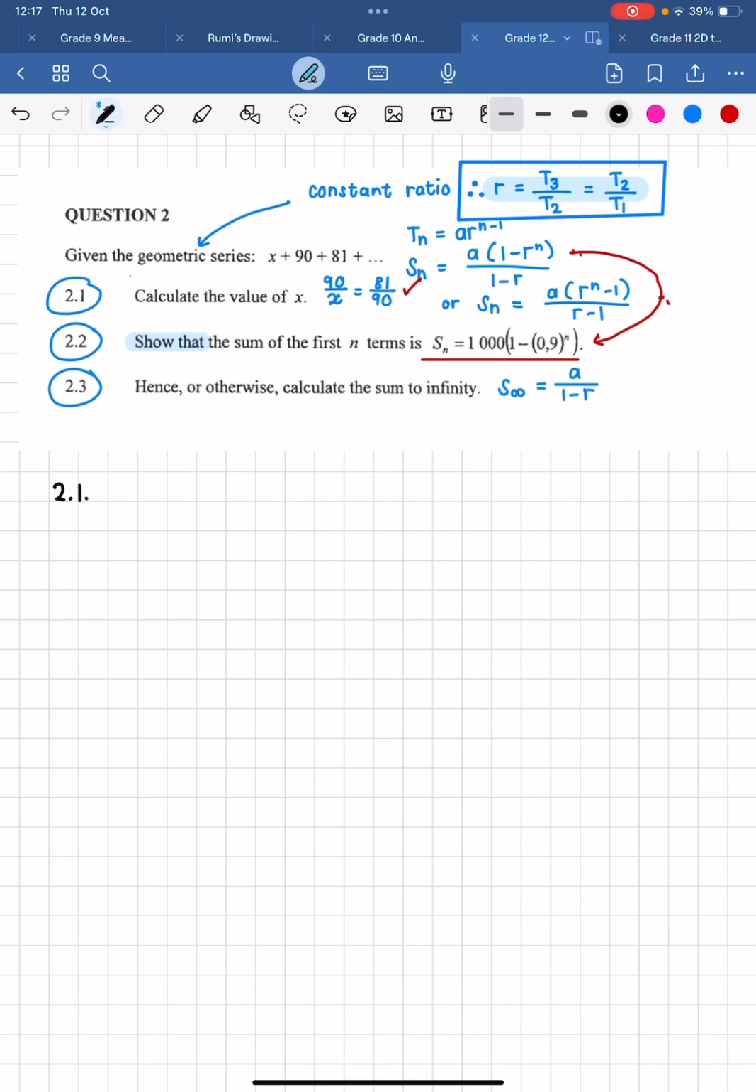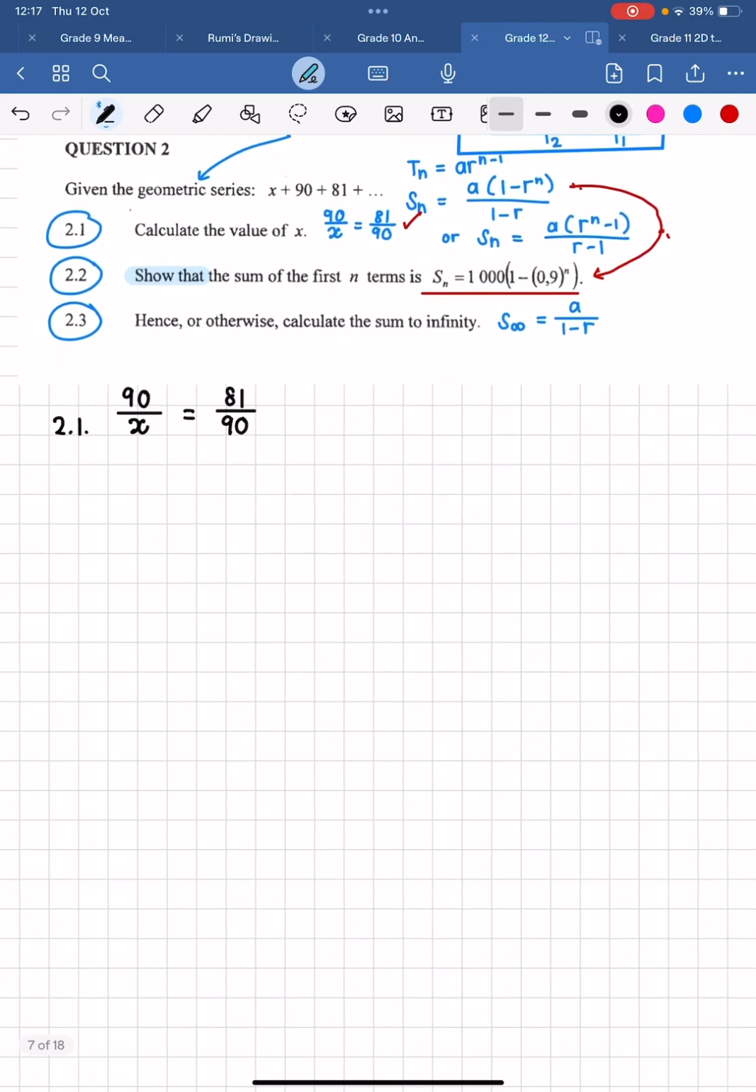So what we're going to do, to get x, is say term 2 over term 1 is 90 over x, and that will be equal to term 3 over term 2, 81 over 90. Now guys, there are different ways in which you can go about solving this. If you want to, you can work out what 81 over 90 is. You can type that into the calculator. This is equal to 9 over 10. That is the ratio.